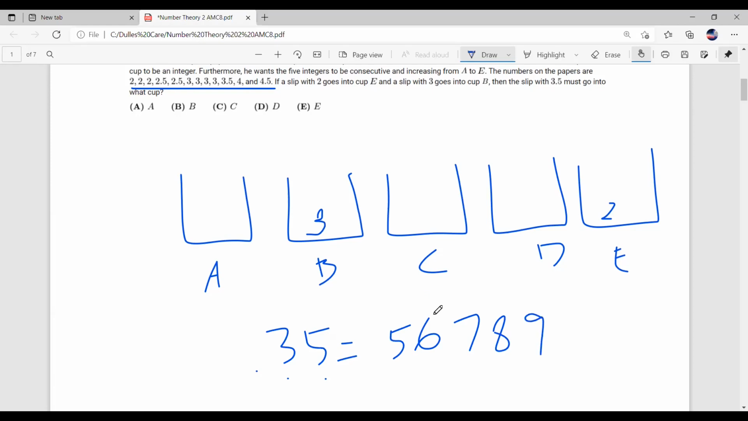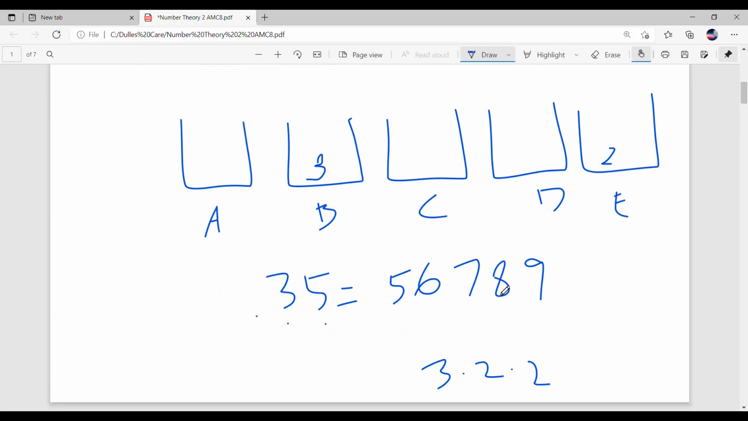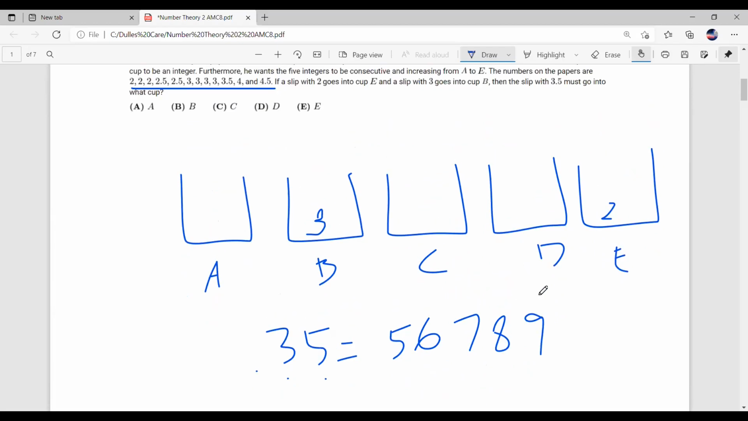Consecutive means that they're all arranged such that the next term is one more or one less than the previous term. And since they're increasing, we know that each term must be one greater than the previous term. So we can indeed verify that 5 plus 6 plus 7 plus 8 plus 9 is equal to 35.